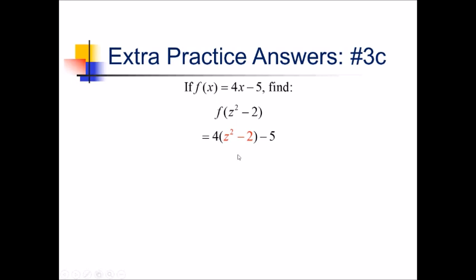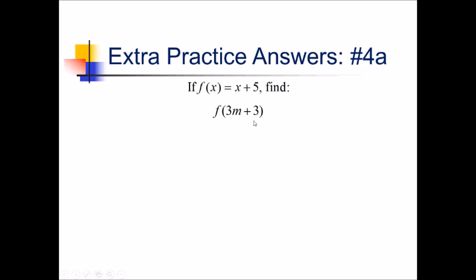Next, I'm just going to simplify by distributing this 4 and combining like terms. So I'm going to have 4z squared minus 2 times 4 is 8. Don't forget to subtract that 5 at the end though. So -8 minus another 5 is -13. So 4z squared minus 13 is our final answer.